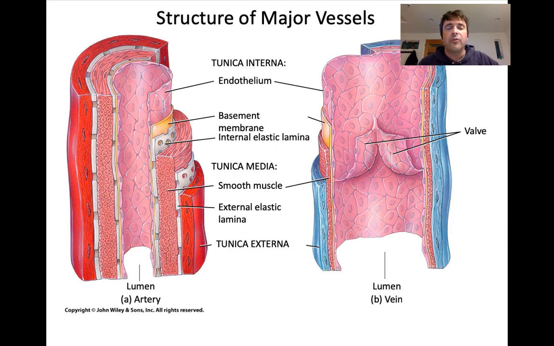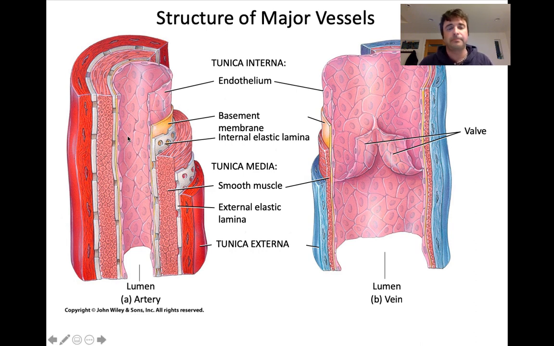They are delivering blood away from the heart, and the blood flowing into them is coming directly from the ventricles after ventricular systole. Because they're high pressure systems, they have to be perfused with a lot of elastic connective tissue in order to compensate for those pressure fluctuations during systole and diastole. They take blood away from the heart and ultimately feed it into arterioles, which feed capillaries, and that's the point of exchange.